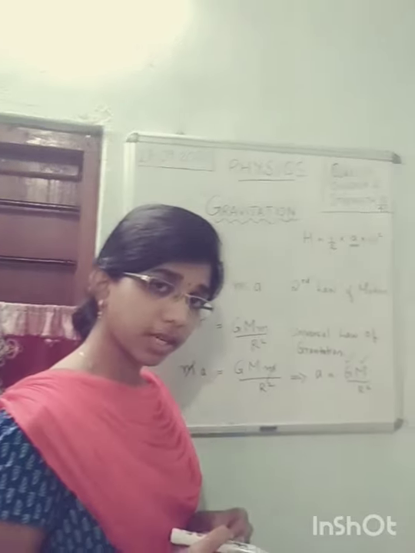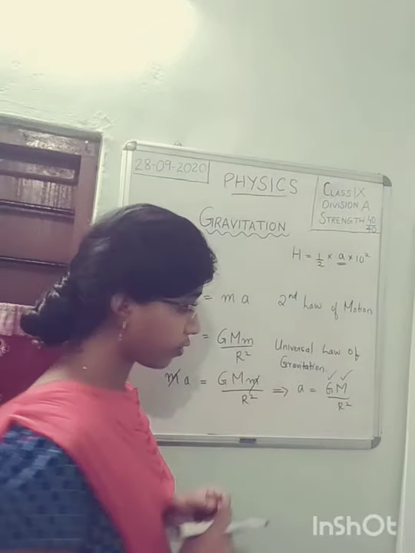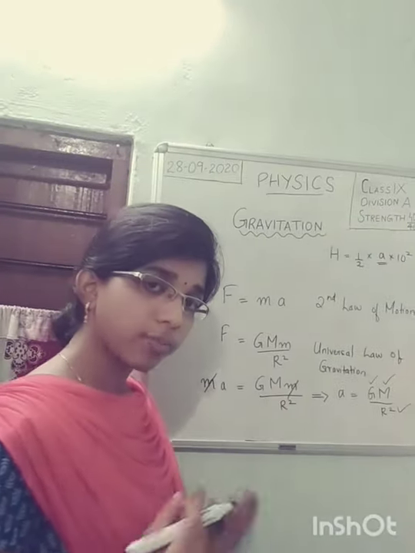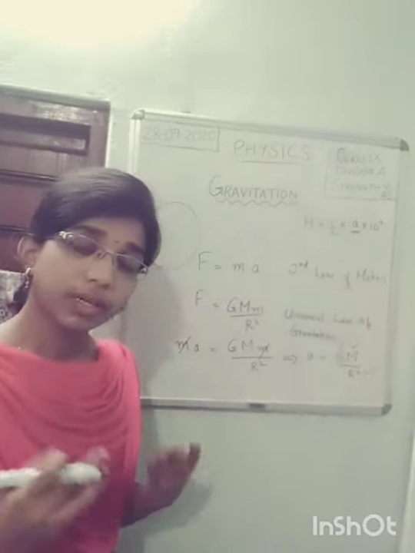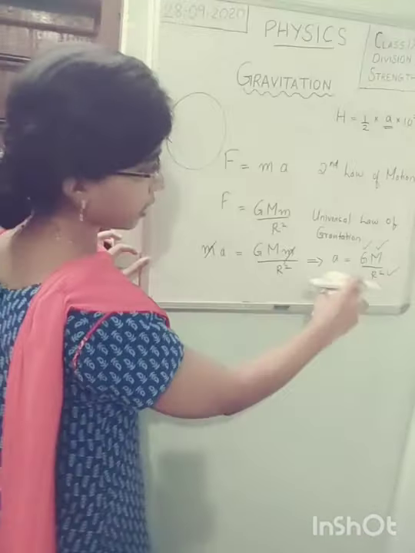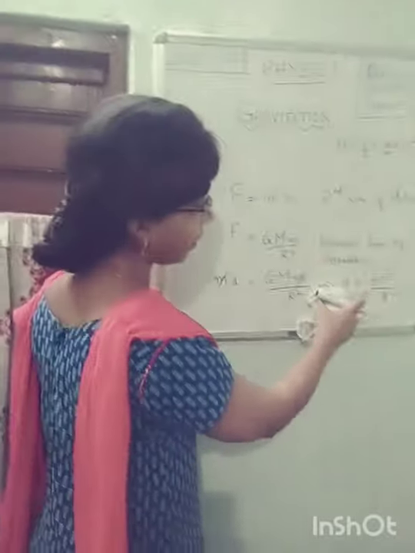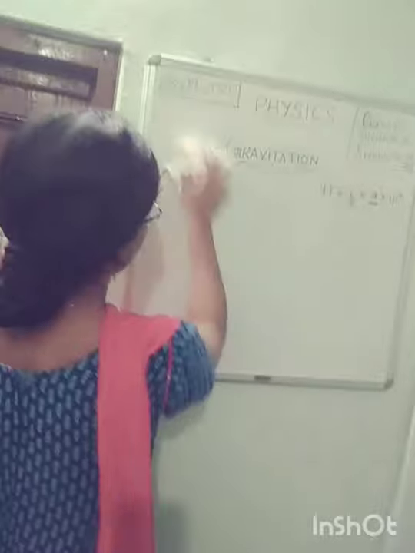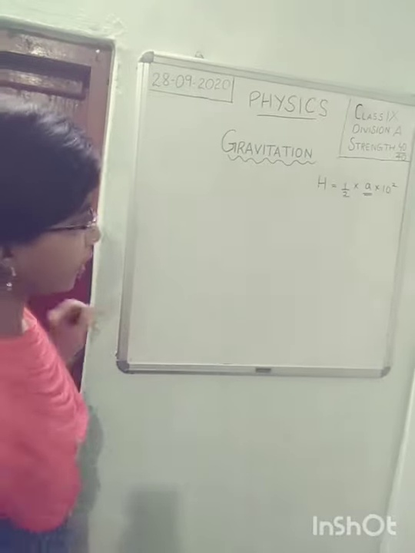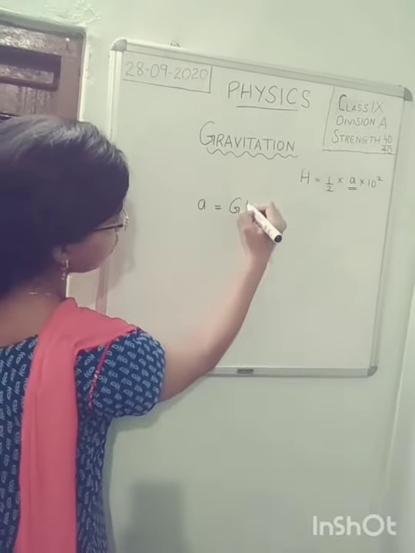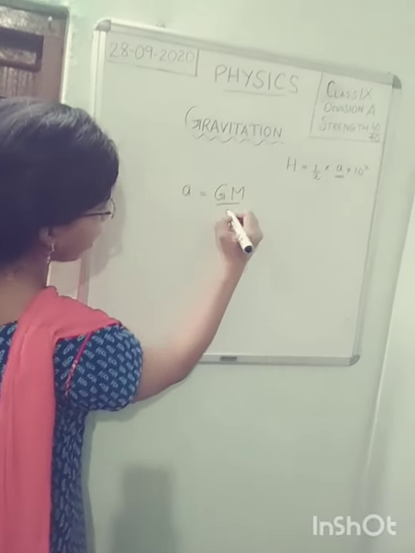Is it a constant? The average radius of Earth is always a constant, so its value is 6.4 into 10 raised to 6 meters. Now we can substitute the value of G, M and R and see what will happen. So I am substituting the value. We got A is equal to G into capital M divided by R square.